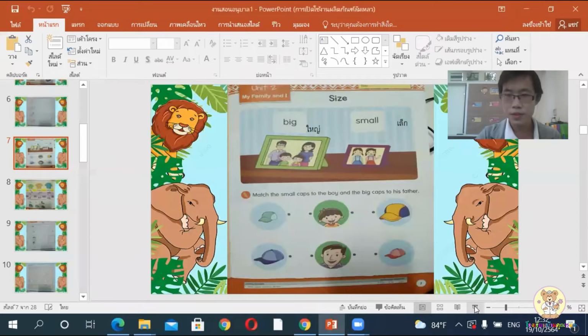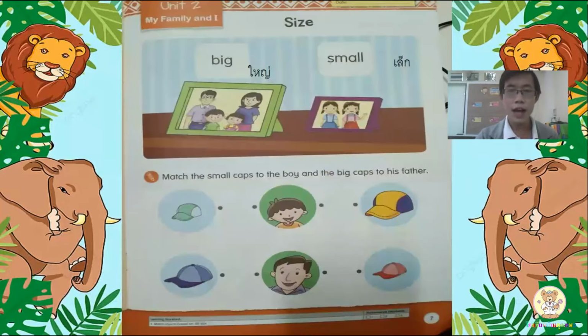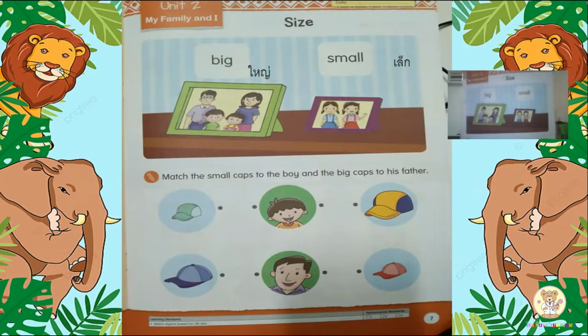And today we are going to study Unit 2, My Family and I. Again, if you are ready to study Unit 2, please say yes. Okay, let's start. First of all, I want everybody please open the orange book to page 7. Please open the orange book to page 7. We are going to study about science.